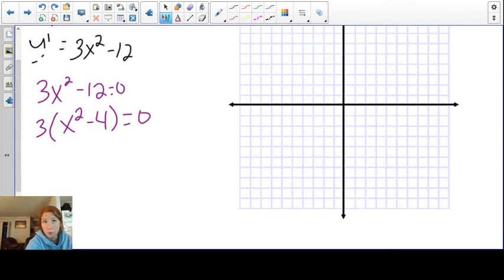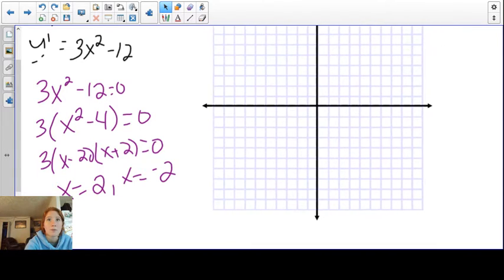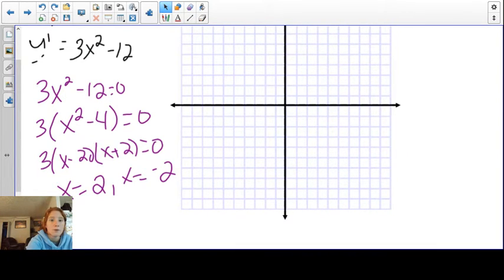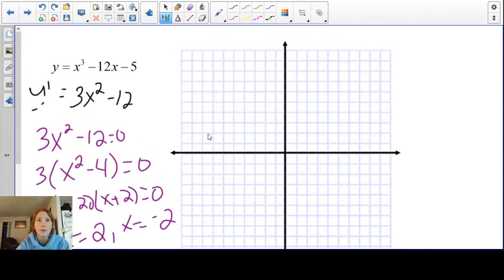That should be bringing in our heads, hey, that's the difference of perfect squares. There we go. So then I get x minus 2, x plus 2. So my x values here are 2 and negative 2. Again, I'm going to move this over so I have some more room to work with. We're going to go ahead and plug those numbers in.